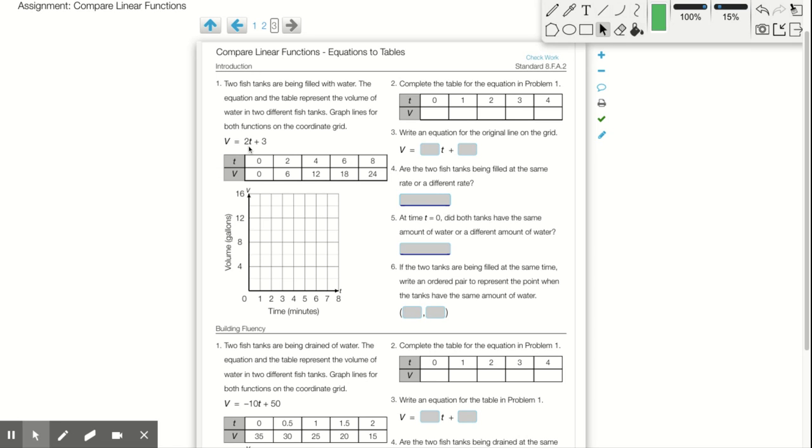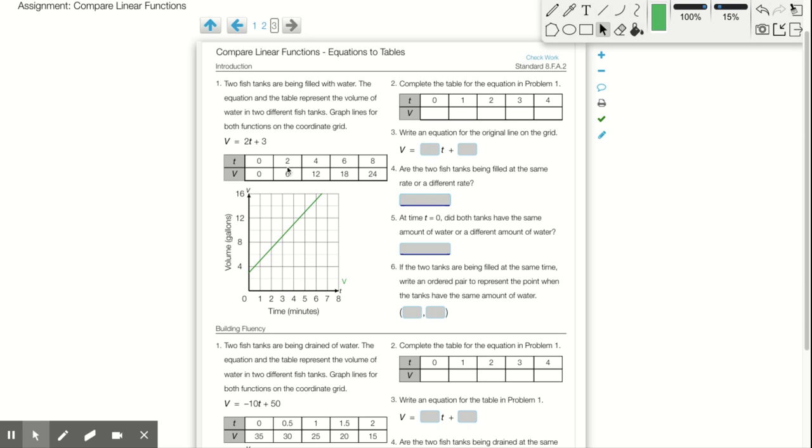Volume is equal to 2 times time plus 3. So it starts at the 3. That's the initial value. 0, 1, 2, 3, 4. This is 2. This is 3. Then we're going to rise 2, and we're going to run 1.